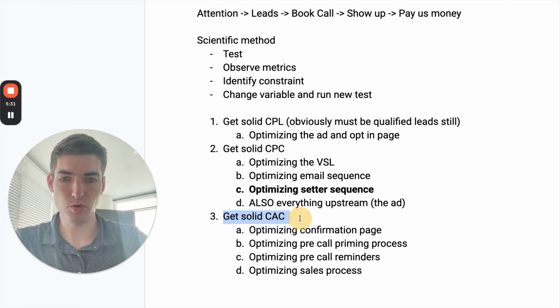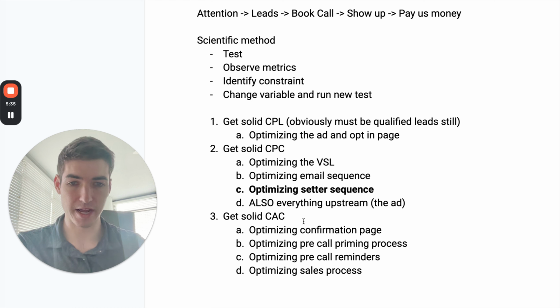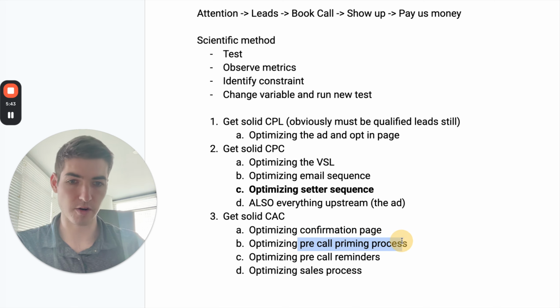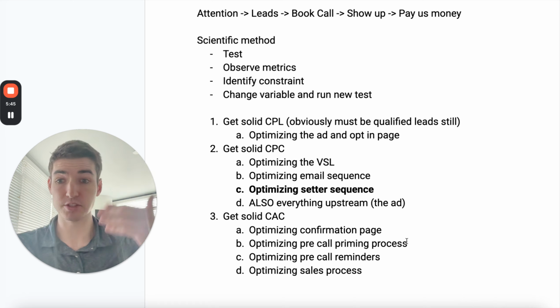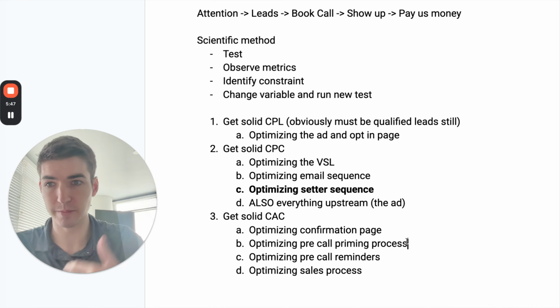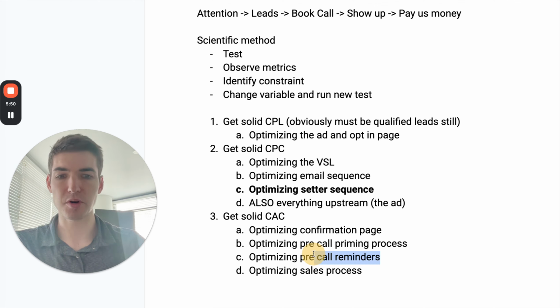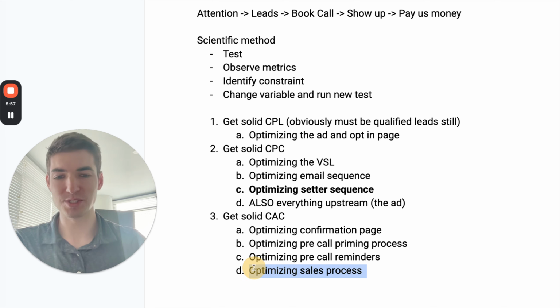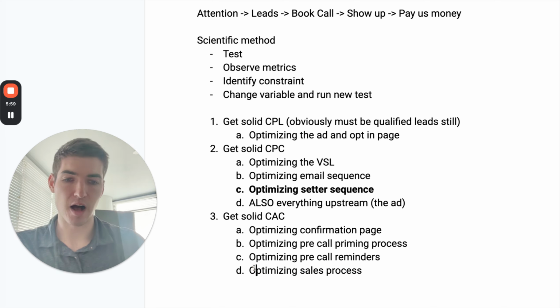Last step. What do we want here? We want to solve CAC, which is client acquisition cost. How much does it cost us to acquire a client? So we're fiddling with the last stuff here, the confirmation page. We want people to be primed for the call. Our pre-call priming process: what content are they consuming before the call to prime them to overcome objections, to build trust, to do all this stuff. Pre-call reminder, just to make sure they actually show up to the call. Do they know exactly what to do to show up? And then of course the sales process. This is huge: the pitch, the discovery, how you overcome objections on the call, all that good stuff. Huge. So this is really the process.